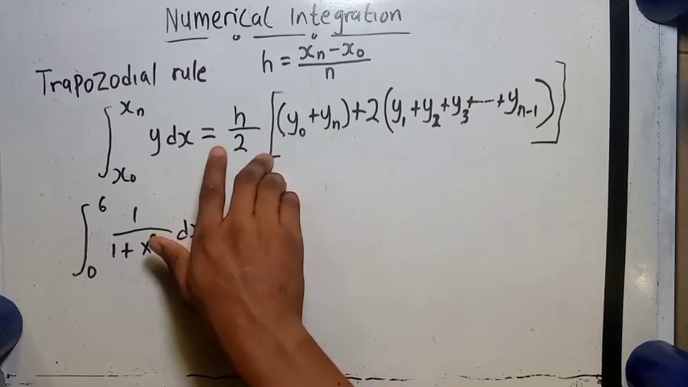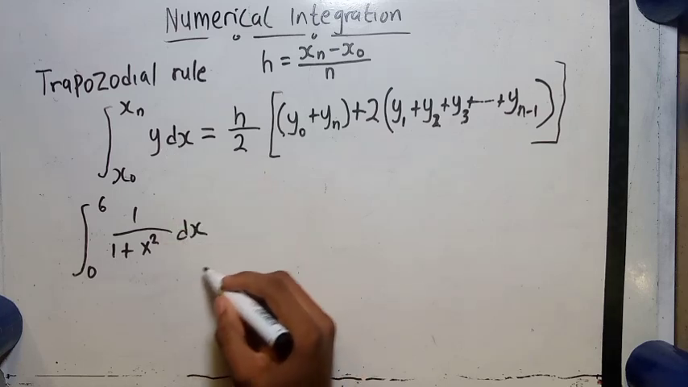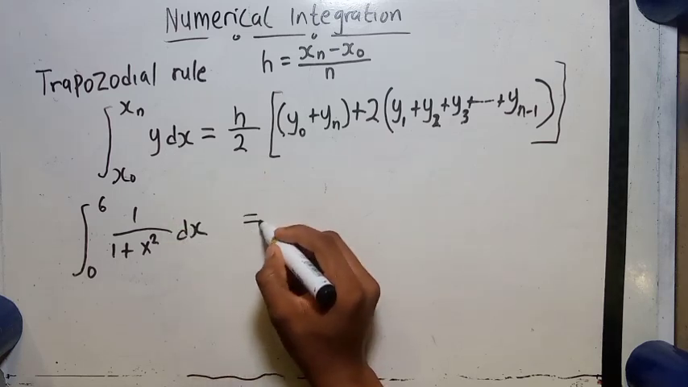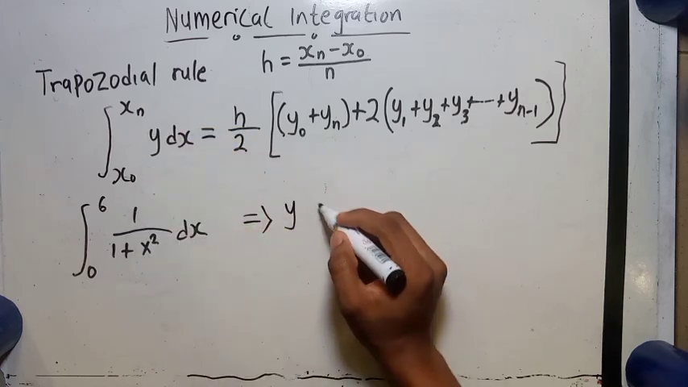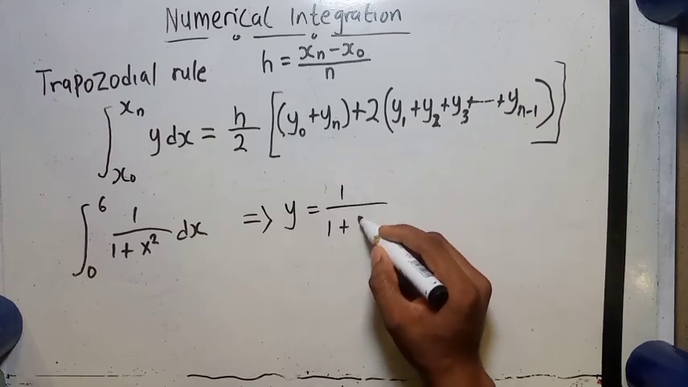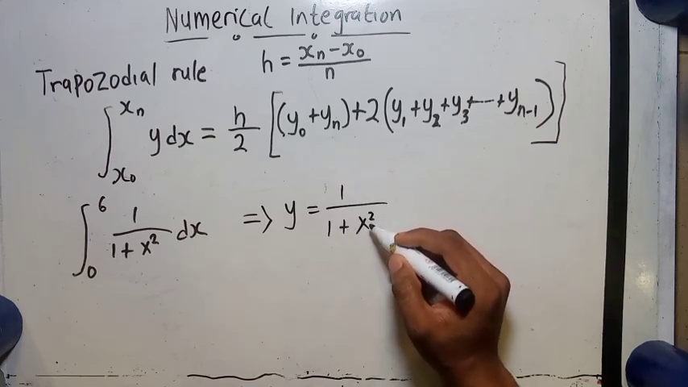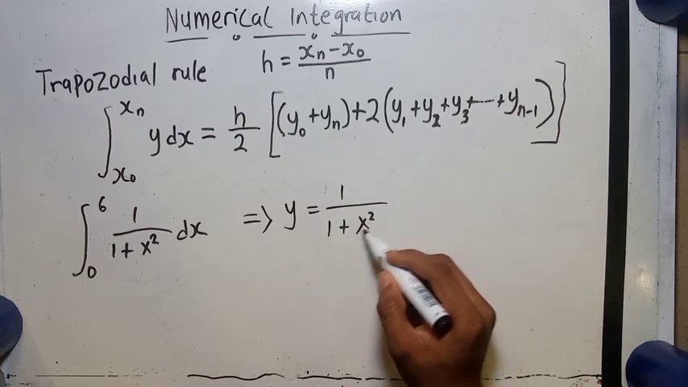Our yn is 6 from this, no, that's not true. So in this case, if you're comparing these two formulas, we have that our y is equal to 1 over 1 plus x square. This is what our y value is.